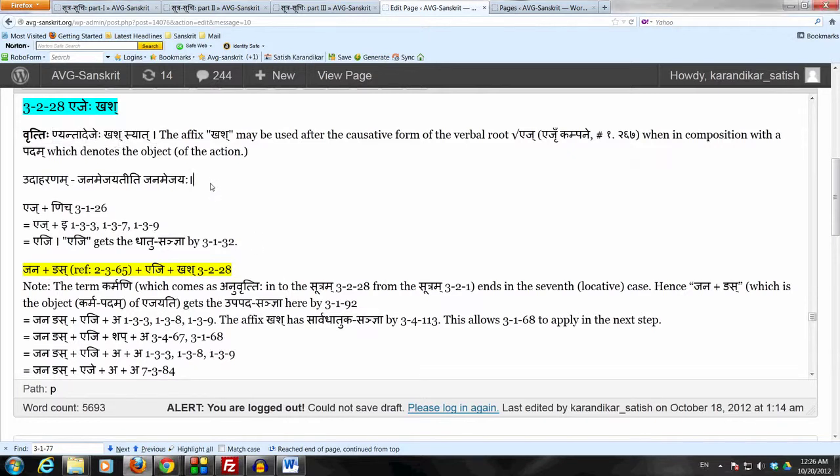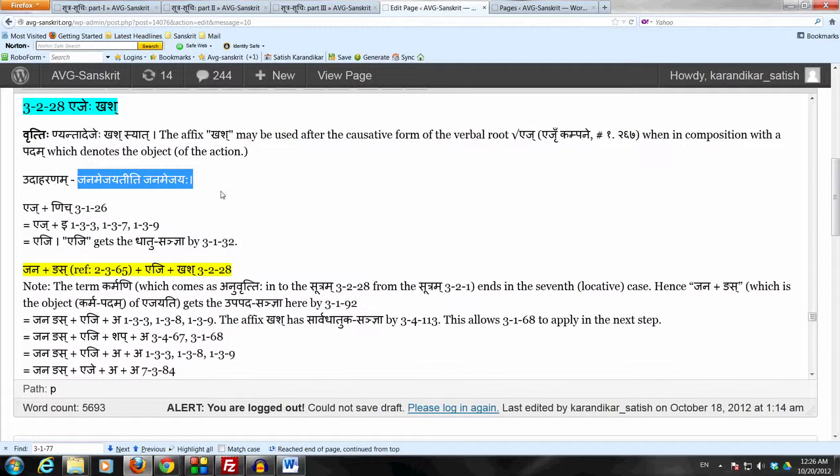Let's take an example here. Janam ejayati iti janamejayaha. Janam ejayati, one who makes people shake or tremble. It's called Janamejaya. In our mythology, he's the son of Parikshit. Son of Parikshit is Janamejaya.